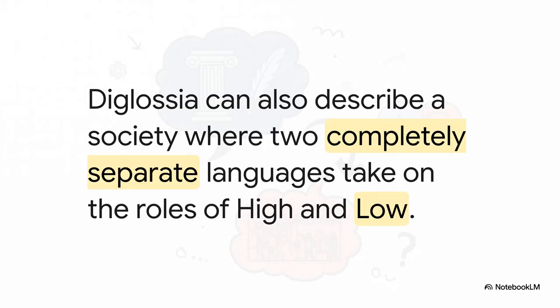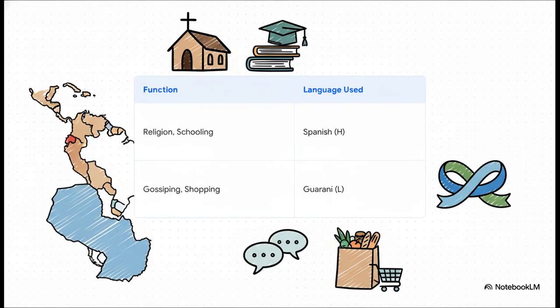So because of situations just like that, linguists expanded the definition. Diglossia can also describe a society where two completely separate, unrelated languages have taken on the roles of high and low. Paraguay is a fantastic example of this. You've got Spanish, the colonial language, acting as the H variety, used in government and school. But then you have Guarani, an indigenous language, which is the vibrant L variety, used by almost everybody for everyday life. It's a perfect case of two totally distinct languages in a classic diglossic relationship.